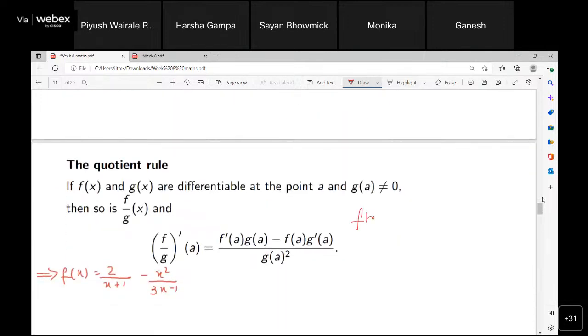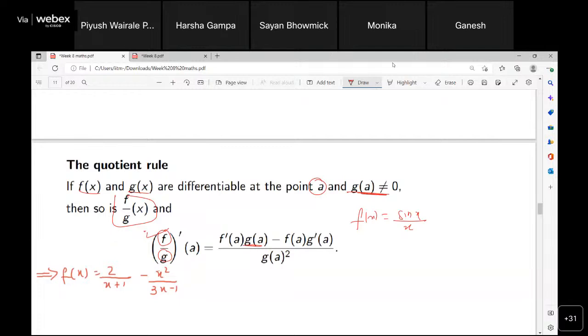Okay, now let us take another function, say sin x upon x. Same thing, now I want to differentiate. If f of x and g of x are differentiable at a point a such that g of a is not equal to 0, then the quotient rule is: take the derivative of the numerator into the denominator, minus the derivative of the denominator into the numerator, divided by the denominator square. So this is the quotient rule.